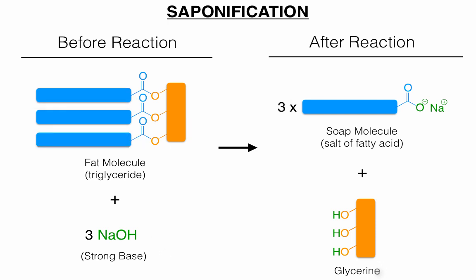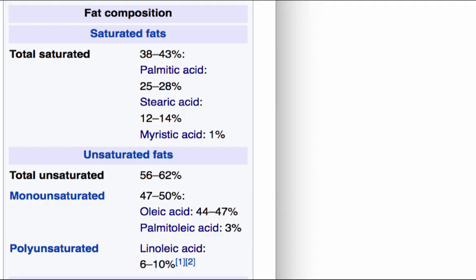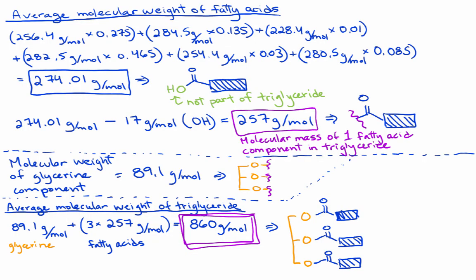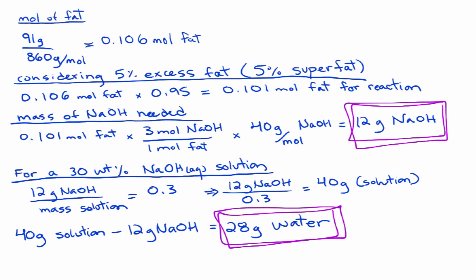Luckily, the fatty acid content for most oils is well known, and I just looked up the fatty acid composition of lard on Wikipedia as a good approximation. I selected a percentage composition within the range given. Using the molecular weights of these fatty acids, I was able to calculate the average triglyceride molecular weight in bacon fat to be 860 grams per mole. Now I could use stoichiometry to calculate the mass of NaOH needed.